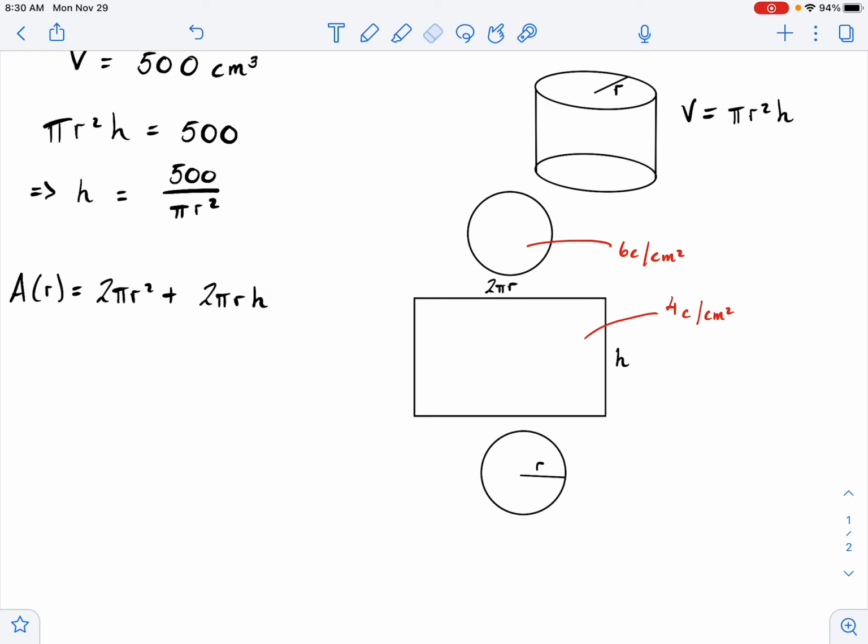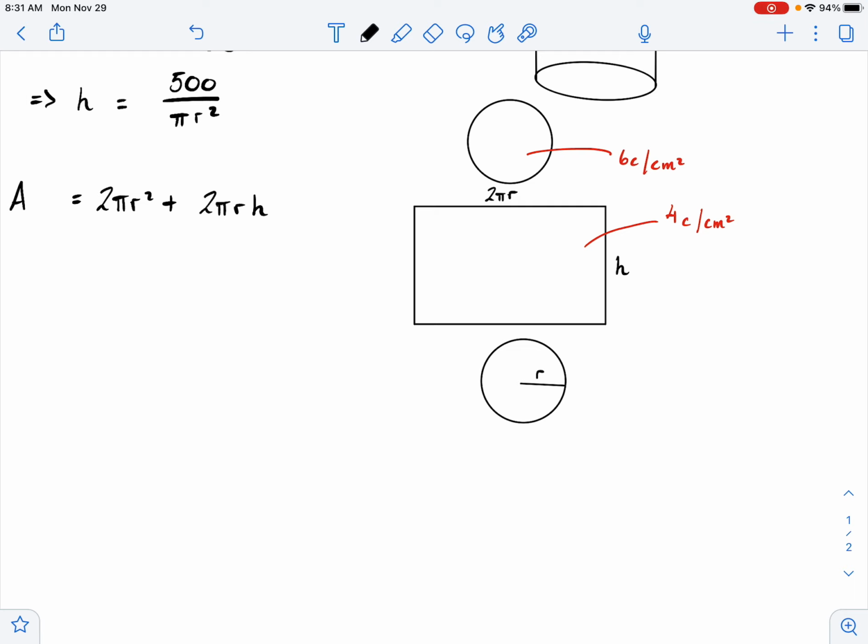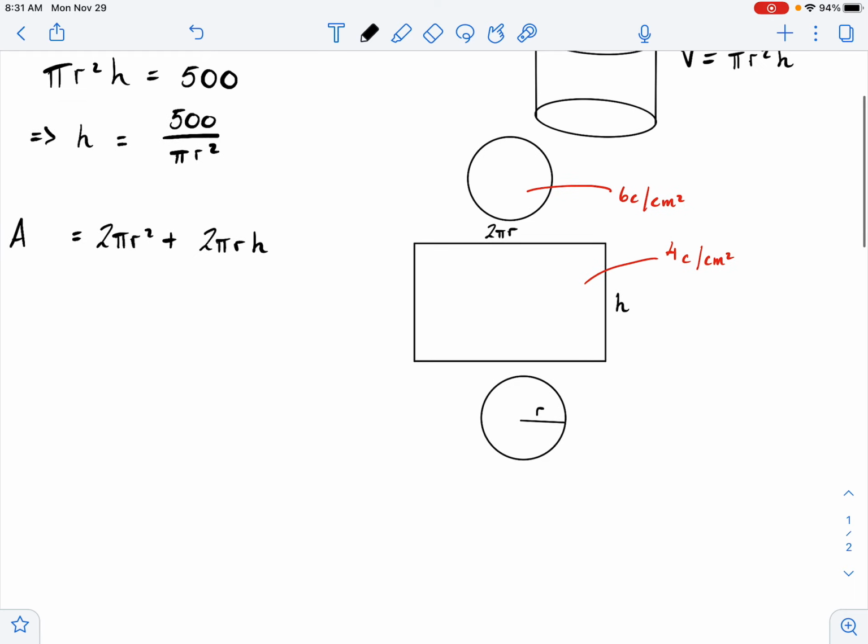And so I should actually erase this. Sorry, I don't have the area as a function of r right now. I just have the area in terms of r and h. But what I'm going to do is replace h in my function with what I have up here, 500 over pi r squared. And so A is therefore 2 pi r squared plus 2 pi r, and I will replace h with 500 over pi r squared.